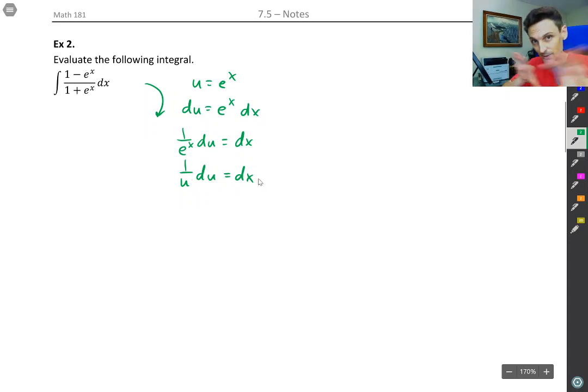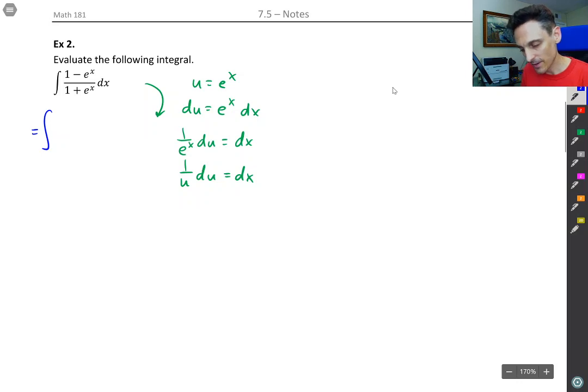Now these variables are separated. We've got the u's on the left, we've got the x's on the right, and if we replace the dx with 1 over u times du, that does the complete replacement of the x's into u's. That's great because the whole thing about substitution is we want to be able to substitute all of the x's out into u's in order for the substitution to work.